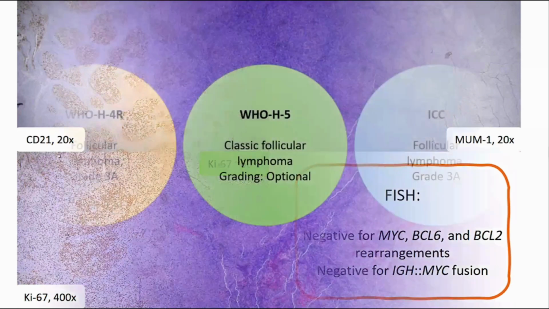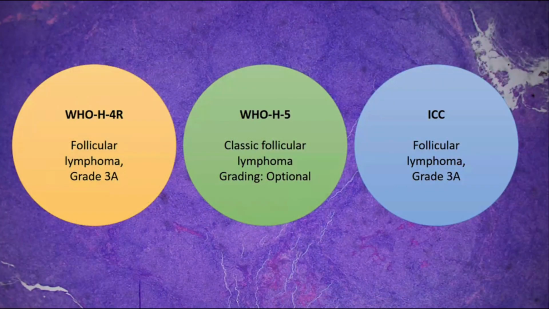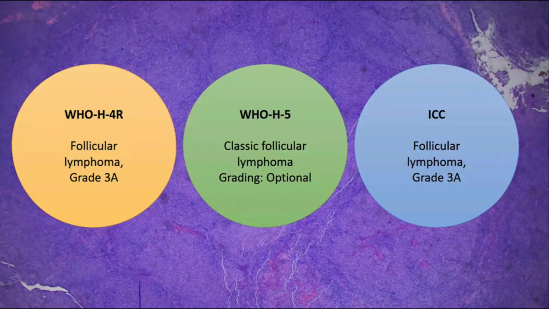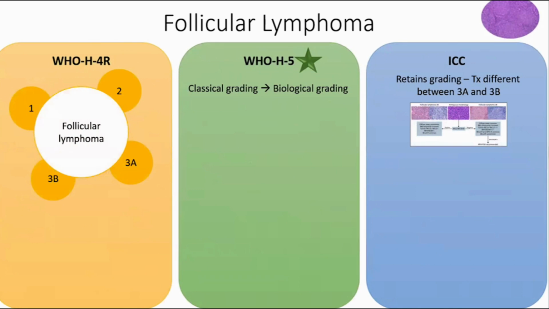So under the WHO 4R, this is best classified as a grade 3A follicular lymphoma. And we'll see how these things changed a bit in the WHO 5, not so much the ICC. So here, as you can see, follicular lymphoma in the 4R has the 1, 2, 3A, and 3B grades. Under the 5, they made grading really only pertinent to classical follicular lymphoma. And ultimately, it's no longer grading. They recommend more of a biologic grade here.